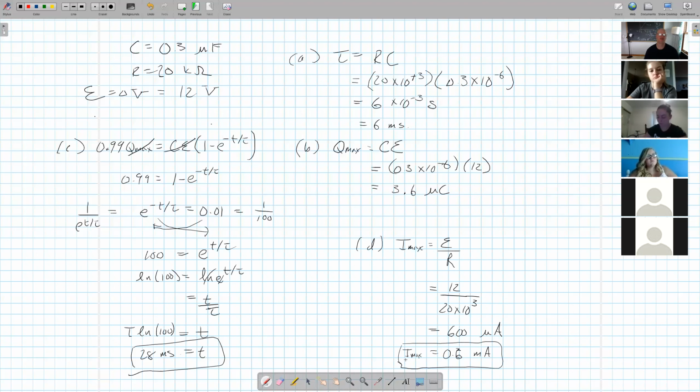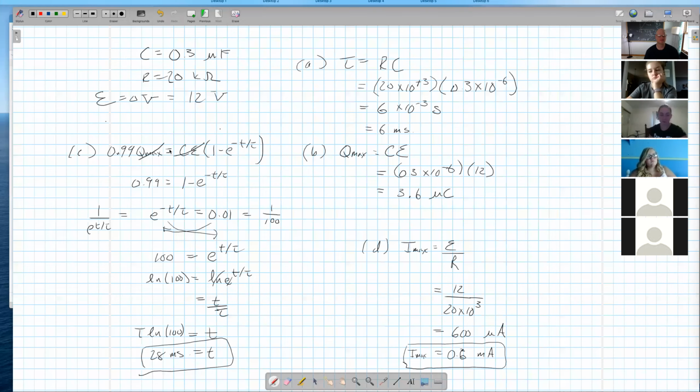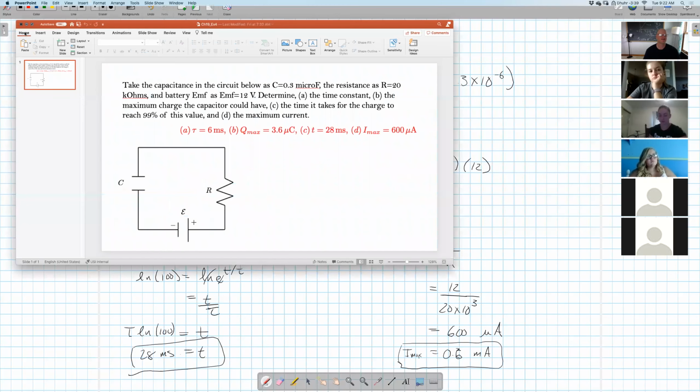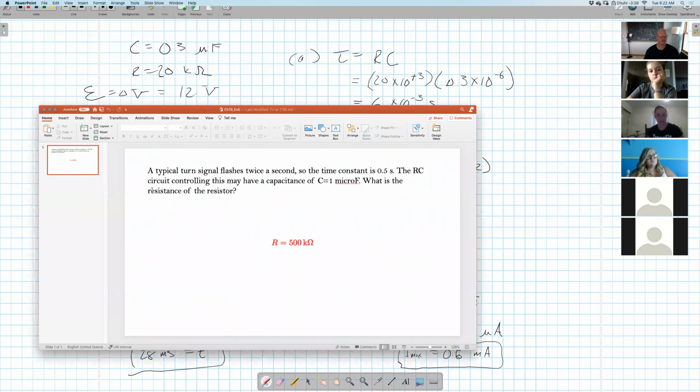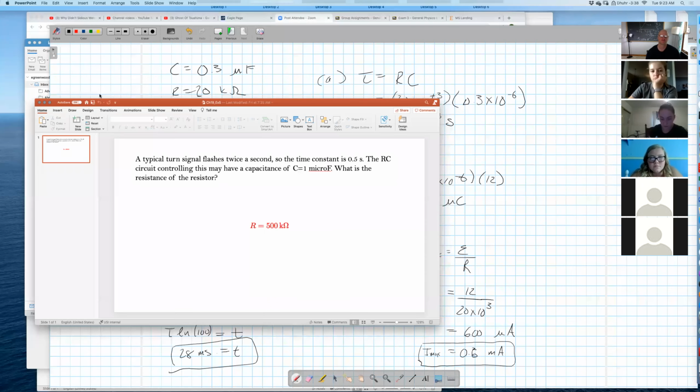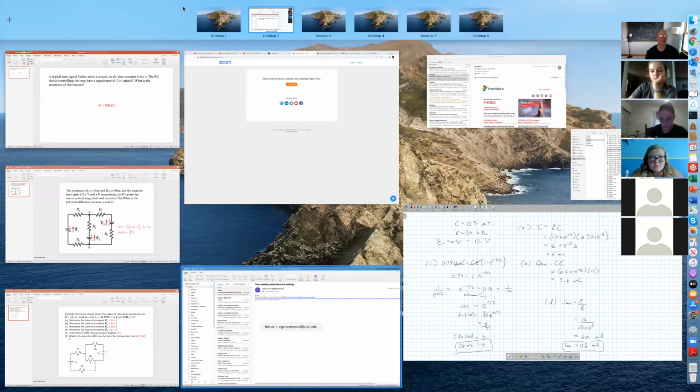Good. Let's do one more. So the next one says we have a turn signal, which people in Evansville have no idea how to use. It flashes twice a second, so that the time constant is 0.5 seconds. So the RC circuit controlling this may have a capacitor of 1 microfarad. So we want to know simply what is the resistance of the resistor. Great. This one's nice and easy.